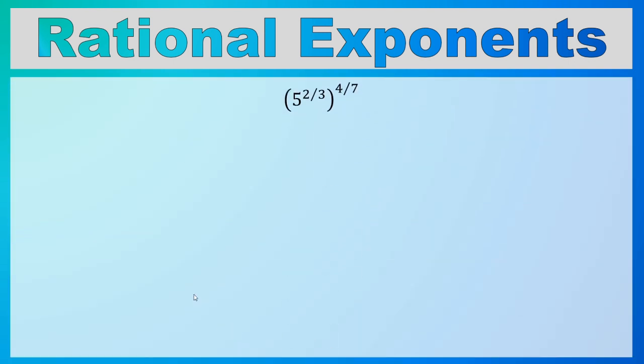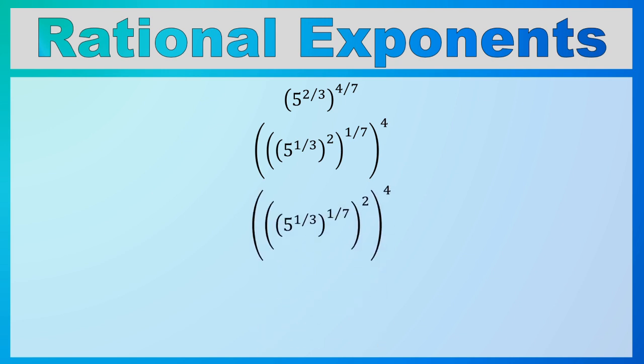5 to the 2/3, and that to the 4/7. Based on the previous slide, we get this. And now based on the previous slides before that slide, we know we can switch the 2 and the 1/7. And we get this. Now based on the previous slides before those, we know we can have going to the 1/3 and going to the 1/7 as going to the 1 over 3 times 7.